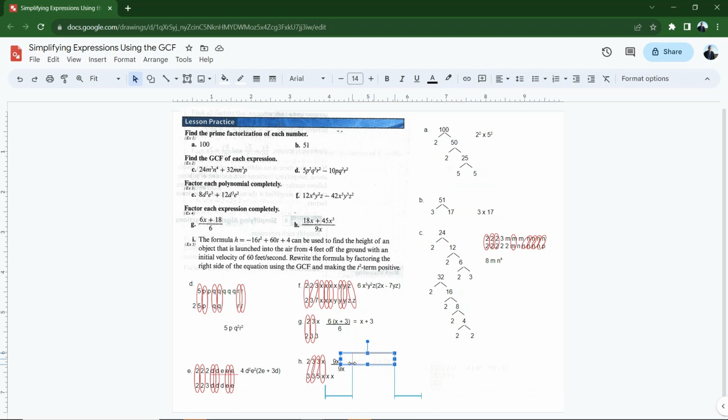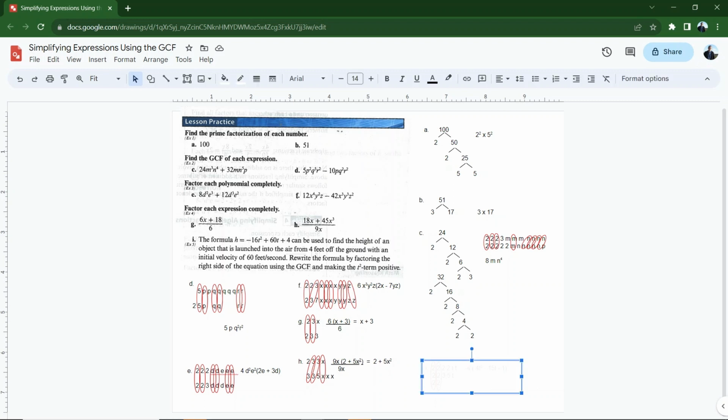Just a 2 for my first term, a plus in between, and then on the bottom I have 5x squared, okay? 5x squared. And now the 9x out front is going to cancel with the 9x on the bottom of the fraction. So I'm going to be left with just 2 plus 5x squared. That's how these types of problems work out.